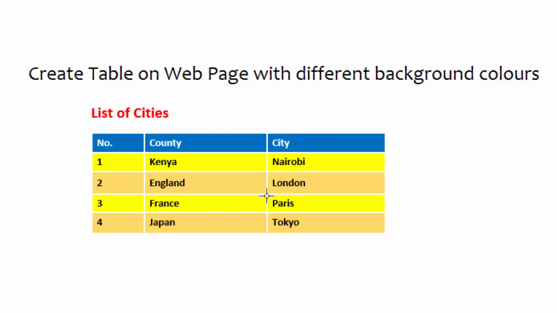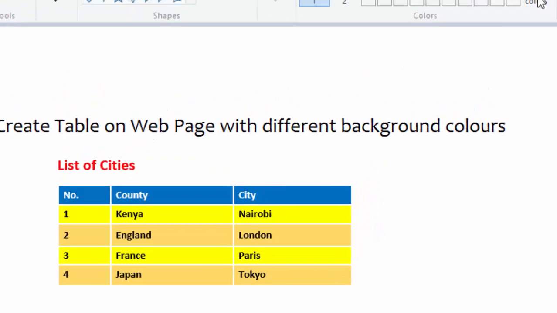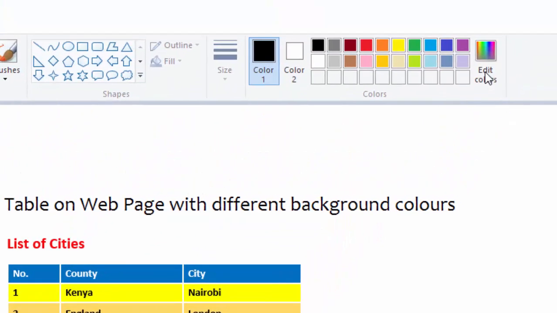I'm going to do this. I'm going to choose which colors to use. Then after that, I will be able to use my HTML to create this table. The first thing to do is to come here in MS Paint and choose Edit Colors.